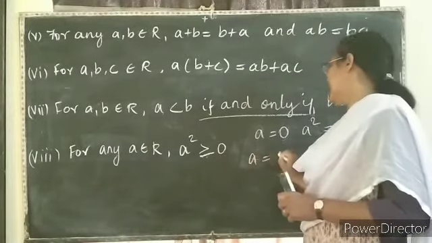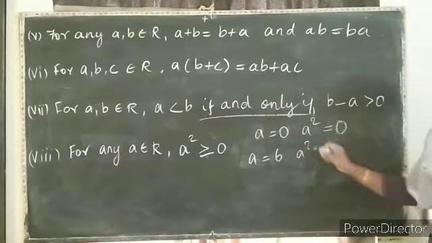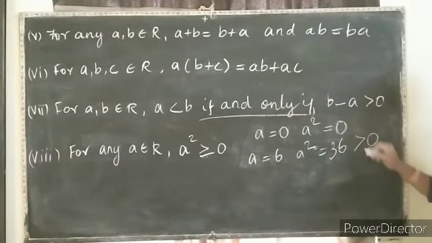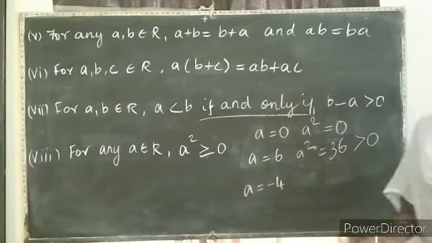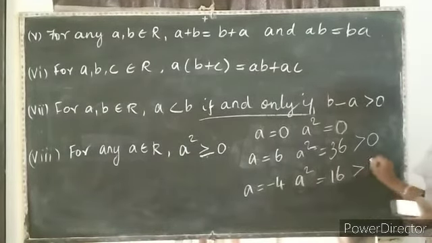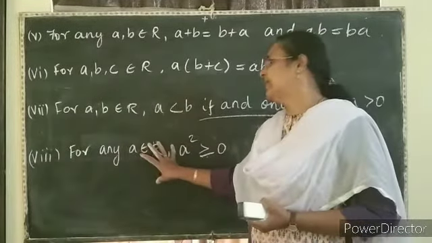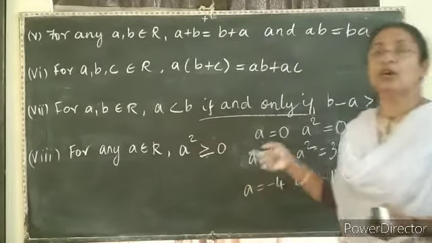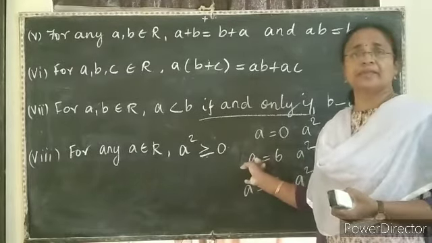Now if I take a equal to 6, what will be a squared? a squared is equal to 36. Is this 36 greater than 0? Definitely. In the same way, let us take a equal to -4. If I take -4, a squared is equal to what? Plus 16, definitely it is greater than 0. So for any real number, the square of that number will definitely be greater than or equal to 0. Is it clear? Shall we discuss the next properties?